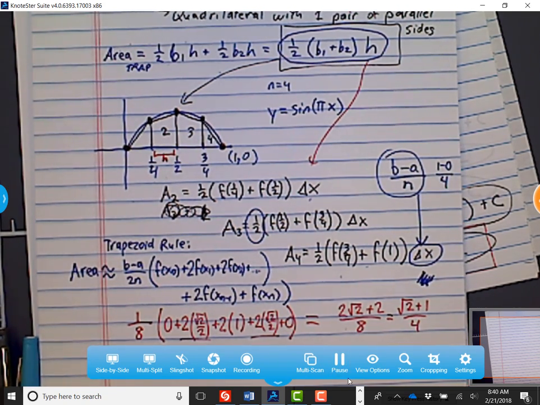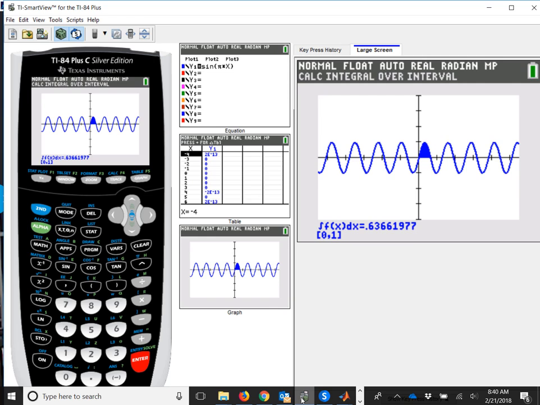approximation. Here, let me get that calculator back. And I'll compare, let's see. Here's what I got last time. I got 0.6366, right? So the actual is around 0.6366. Let's see how that compares to radical 2 plus 1 over 4.